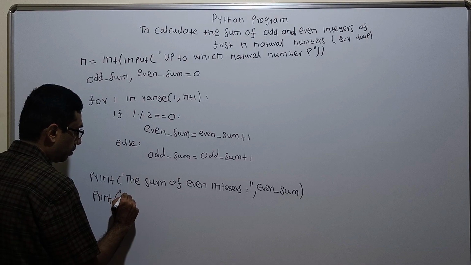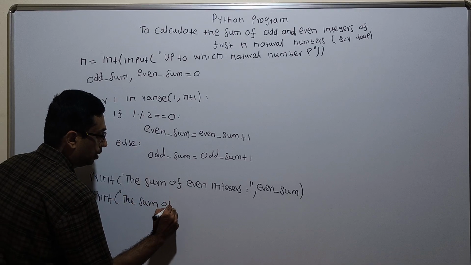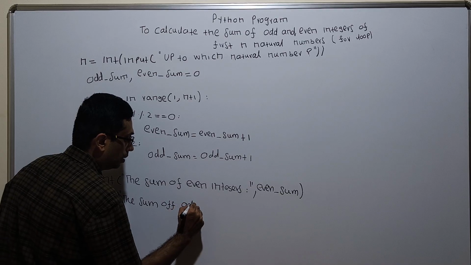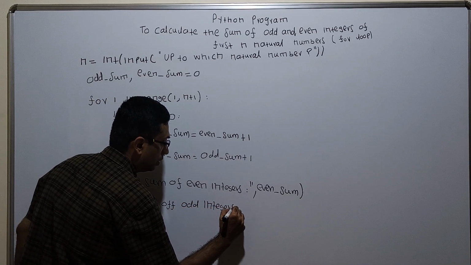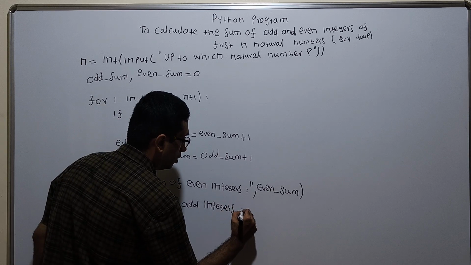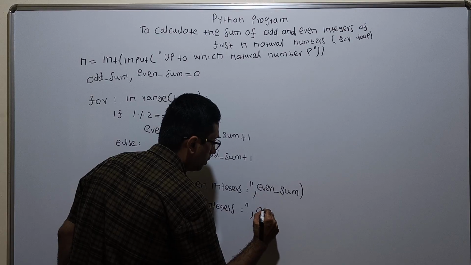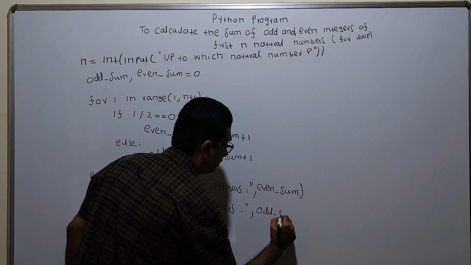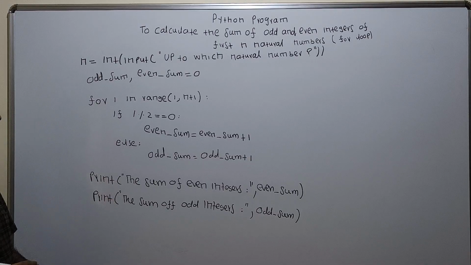Print the sum of odd integers colon, I am closing the string followed by odd_sum. Here I have printed the results.